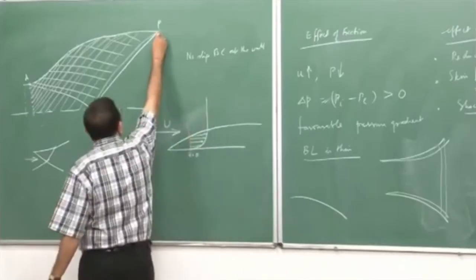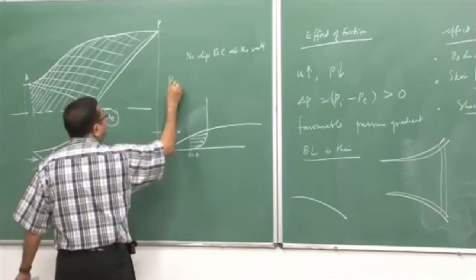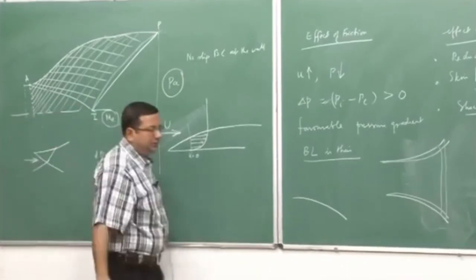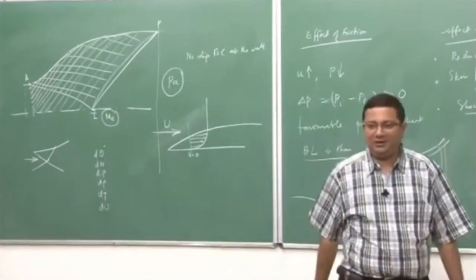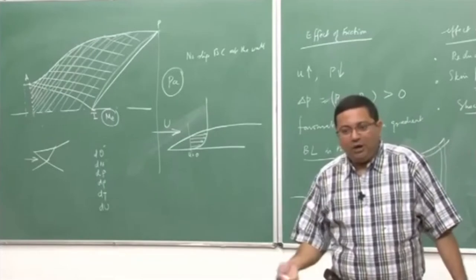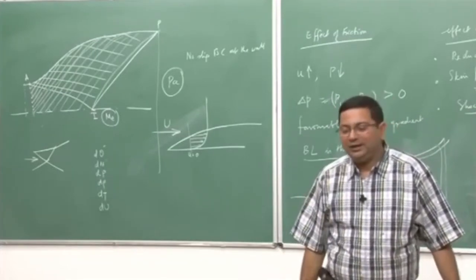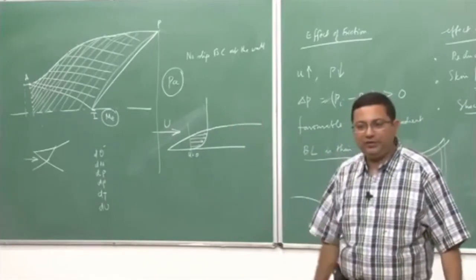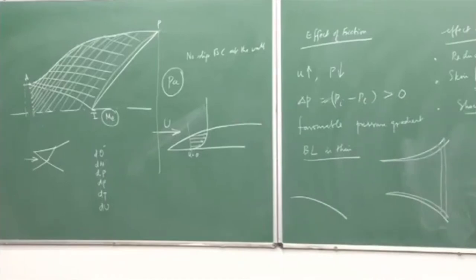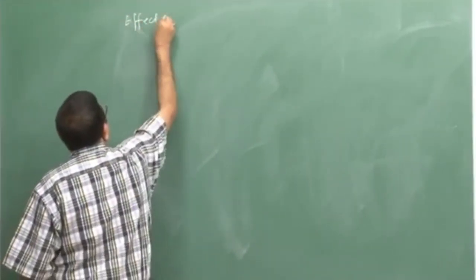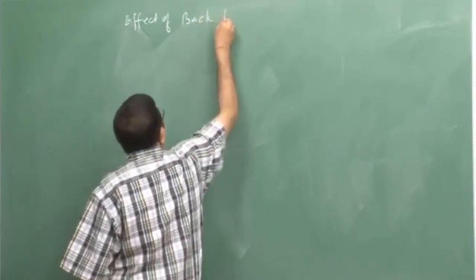Let me look at another point now. If I look at the exit of the nozzle, I have ambient pressure here, P A. This is my back pressure. Now, I have designed a rocket nozzle for a given condition, but we are not going to operate it at that condition always. Then how does it affect the flow field? How is it going to affect our performance? That we want to discuss a little bit. So, the next topic we are going to discuss is the effect of back pressure.